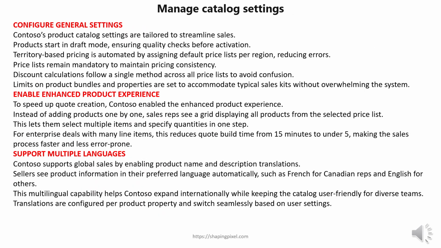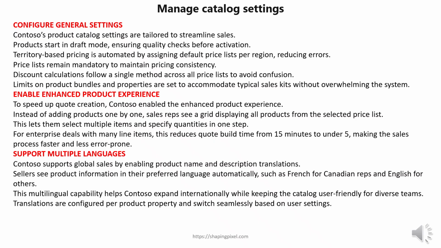Contoso's product catalog settings are tailored to streamline sales orders. Products start in draft mode, ensuring quality checks before activation. Territory-based pricing is automated by assigning default price lists per region, reducing errors. Price lists remain mandatory to maintain pricing consistency. Discount calculations follow a single method across all price lists to avoid confusion. Limits on product bundles and properties are set to accommodate typical sales kits without overwhelming the system.